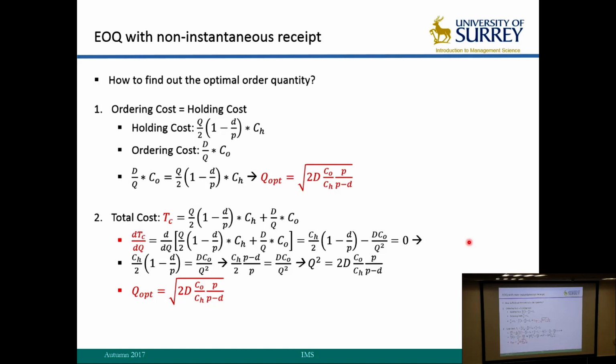And another way is that we know this is the total cost. This is the holding cost, the average inventory level times the unit holding cost, plus the ordering cost. So this is the total cost. We find the first derivative of the total cost with respect to Q and set it to 0. We can find the same expression as this, so this is also a two-way. But finding the first derivative is slightly more difficult. A slightly easier way is making the holding cost equal to the ordering cost. That's slightly easier to find the optimal quantity.